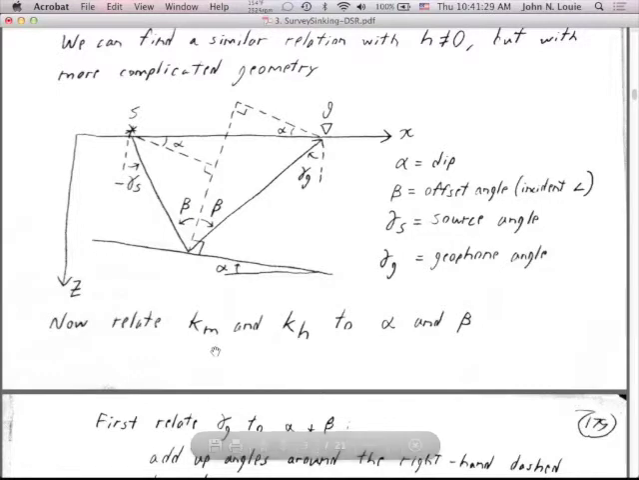Okay, so alternatively, we can relate it to, we're looking at a midpoint gather, right? So we have a slope that's in the midpoint direction and a slope that's in the offset direction. When we were looking at the 3D representations of the shot gathers and the midpoint gathers, there were slopes in the midpoint direction. There were slopes in the offset direction.